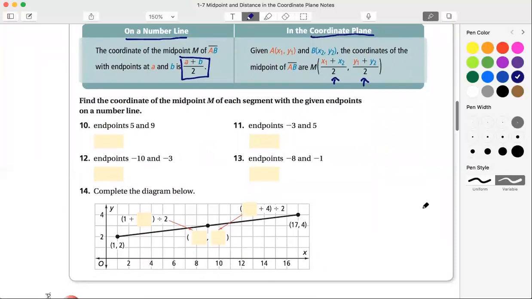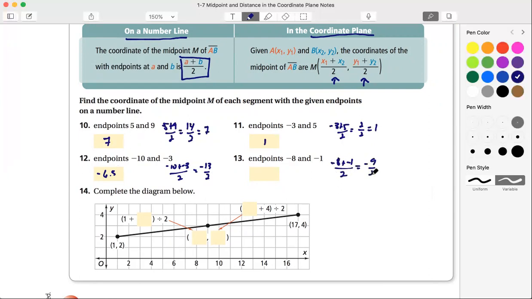So let's find the midpoint of the following segments. If they have endpoints 5 and 9, what we simply do, if you take 5 plus 9, divide by 2. So 14 divided by 2, that's how we get 7. All right, -3 plus 5 divided by 2. So we get 2 divided by 2, we get 1. -10 plus -3 over 2, we get -13/2, which is the same thing as -6.5. And we have -8 plus -1 over 2, so we get -9 over 2, which is -4.5.